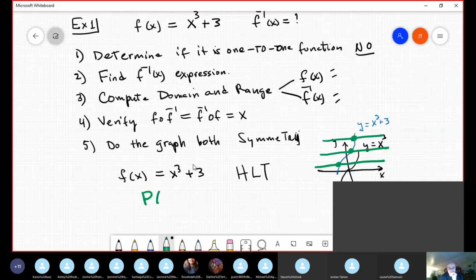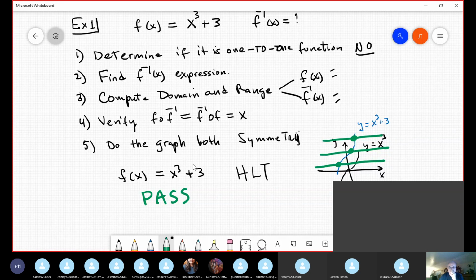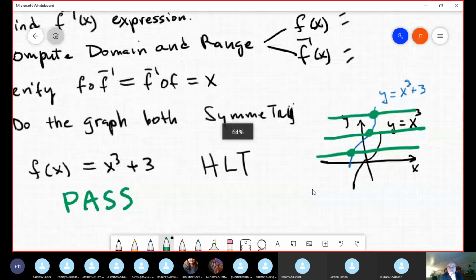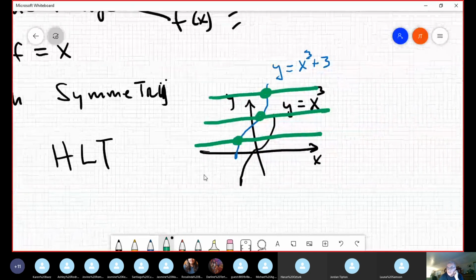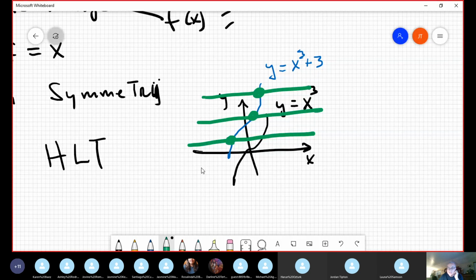Pass. Pass, because the horizontal line gets the green color, crosses only one point of the blue curve. Yes or no? Look at that. An example that does not pass is something like that.